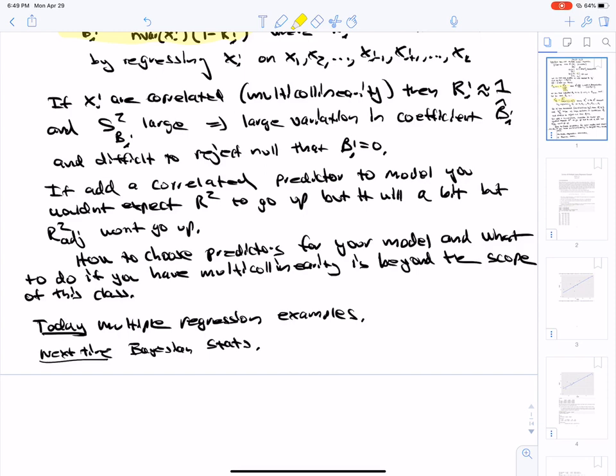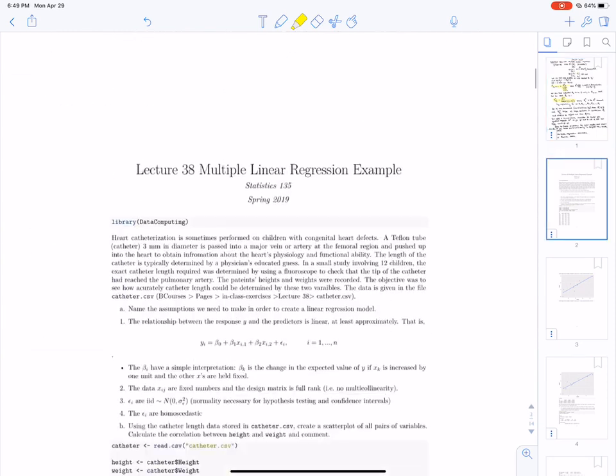Today we're going to look at some multiple regression examples. Next time we'll start Bayesian statistics.